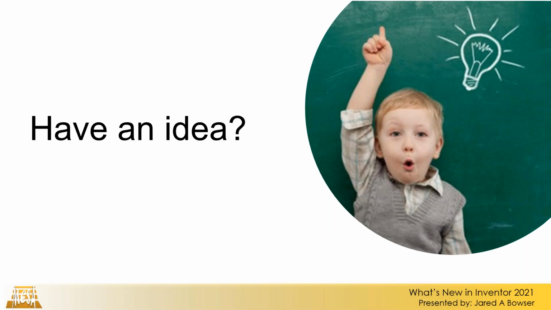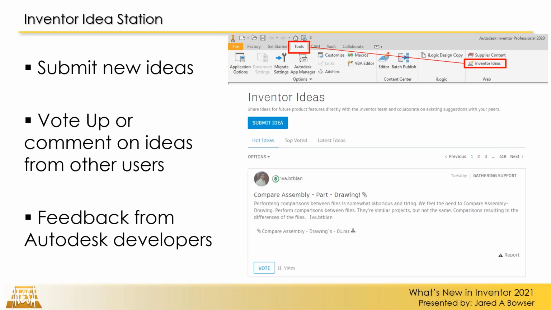All right, let's start off with the Idea Station topic. I bring this up in every webinar and just about every presentation I do, but this is important. This is where the ideas come from. This is where these new features, these new workflows, this is where everything comes from. So the Inventor Idea Station, which we've talked about before, is available through your Tools tab, Inventor Ideas. You can even do a Google search on that to find it.